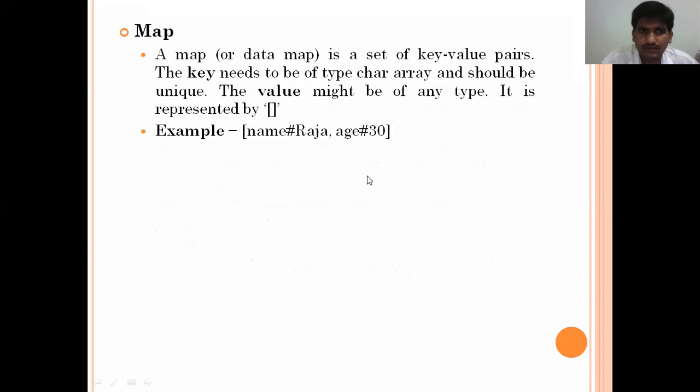The other one is a map. A map, or a data set, is a set of key value pairs. The key needs to be of type char array and should be unique.